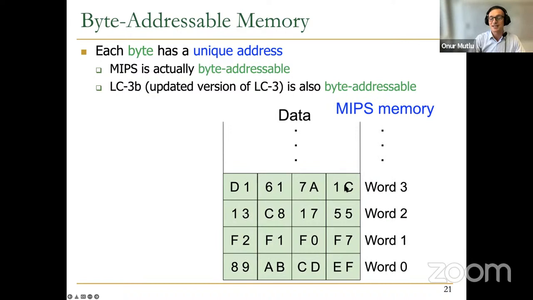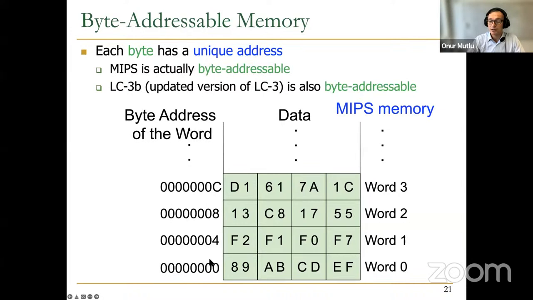But let's take a look at this byte addressable MIPS. So this is MIPS memory. I'm still keeping the word abstraction over here. Each word consists of 4 bytes. Remember, a word is 32 bits. Each byte is 8 bits. So each word consists of 4 bytes. So you have word 0 here, word 1 here, word 2 here, word 3 here. Now, I'm showing you the byte address of the word. This word starts at address 0.